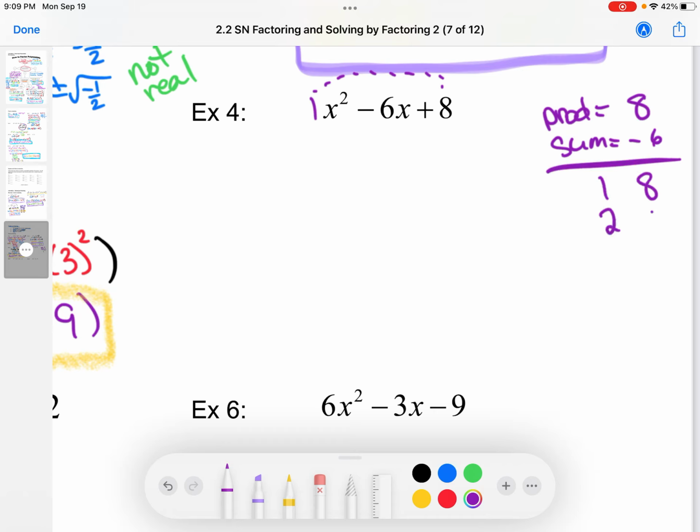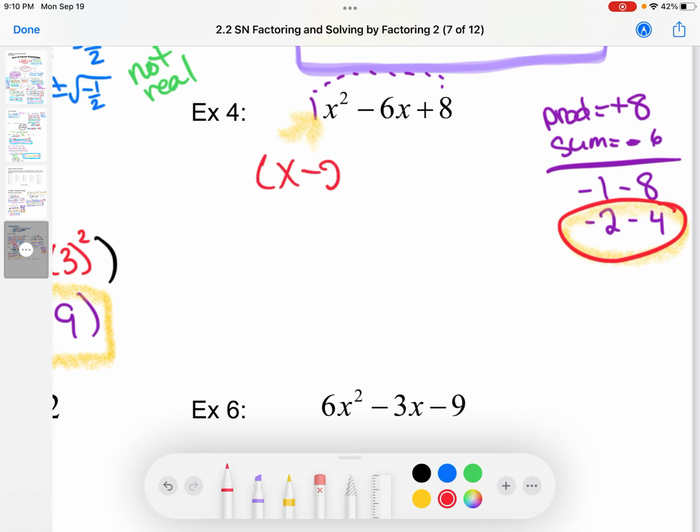So to multiply to 8, we need 1 times 8 or 2 times 4. To multiply to be a positive 8, the signs need to be both the same. But then to add to a negative 6, both signs need to be negative. So we have negative 2 and negative 4 that will multiply to be 8 and add up to be negative 6. Now, here's a shortcut. Because there was a 1 coefficient on this x squared term, these two magic numbers immediately make the factors.